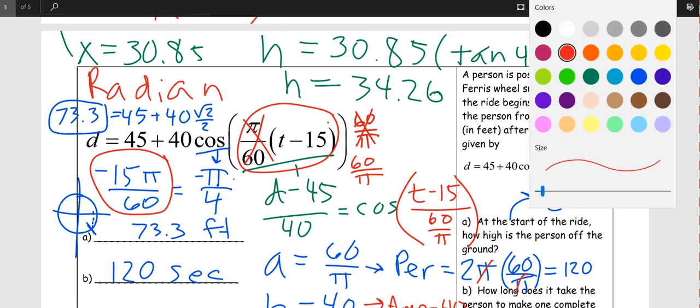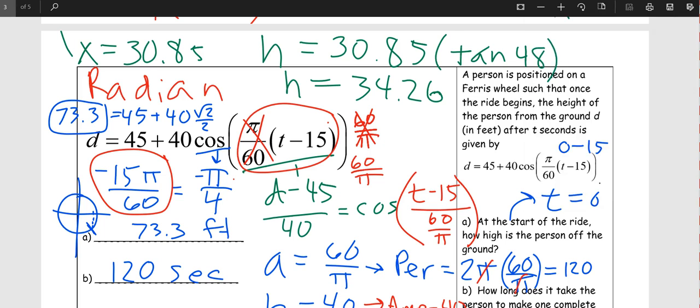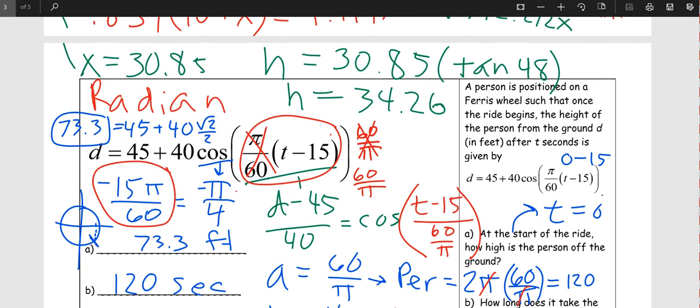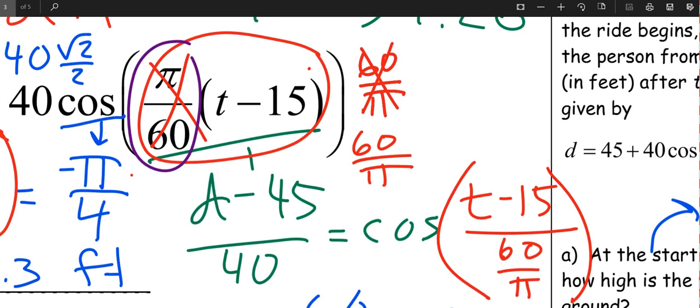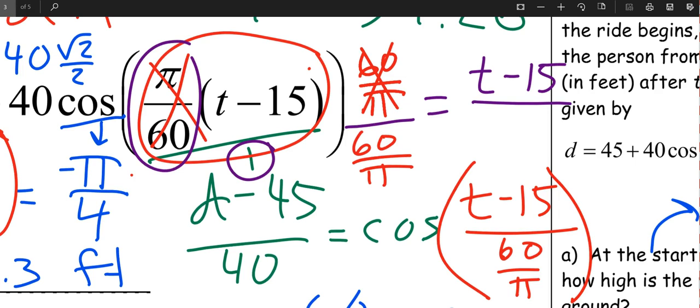Okay, good question. So, we needed to get rid of the pi over 60. That was our biggest issue right here. So we've always talked about, well, we know it's over 1. So what would I need to multiply by to get rid of that pi over 60? I mean, the goal is to have t minus 15. So we decided that we would multiply by 60 over pi, that reciprocal. But if you do it to the top, you also have to do it to the bottom, which is why we got this part underneath.